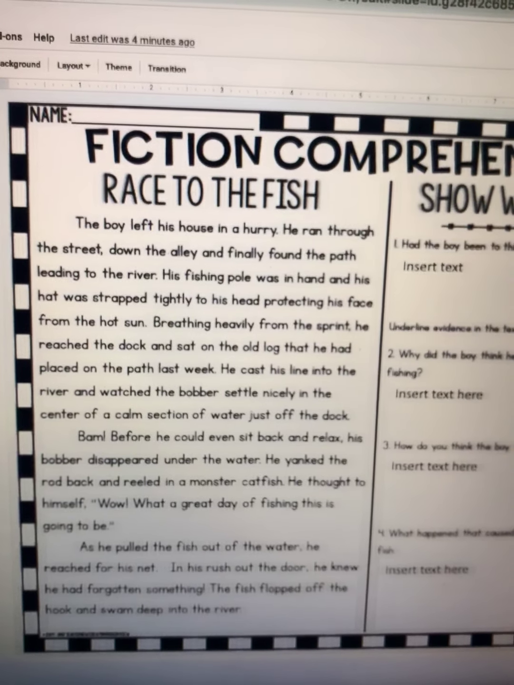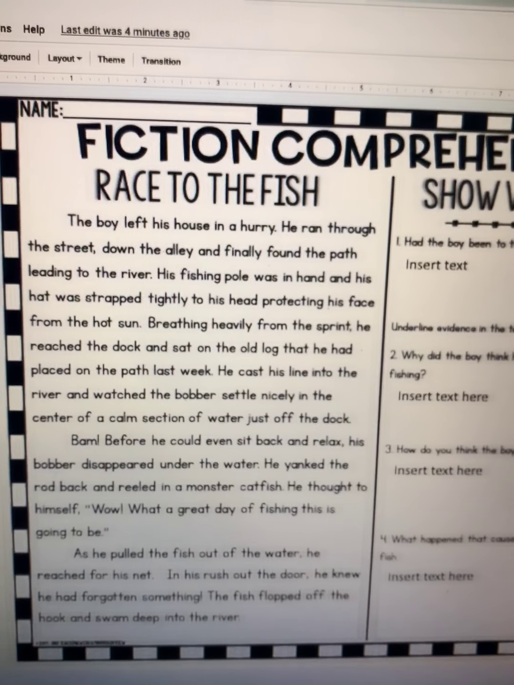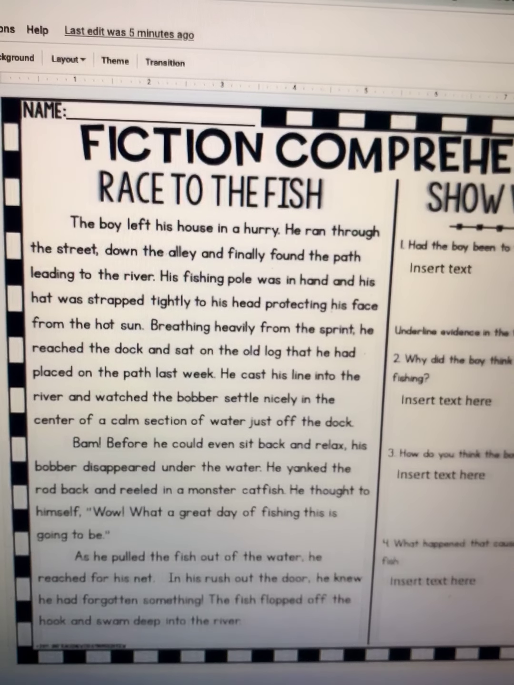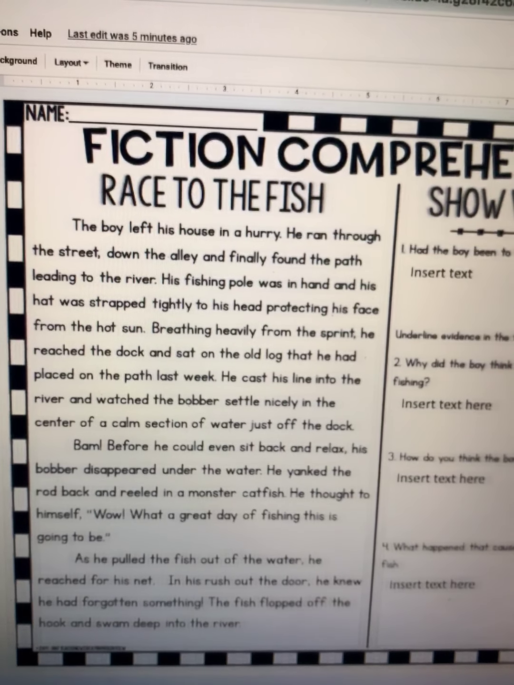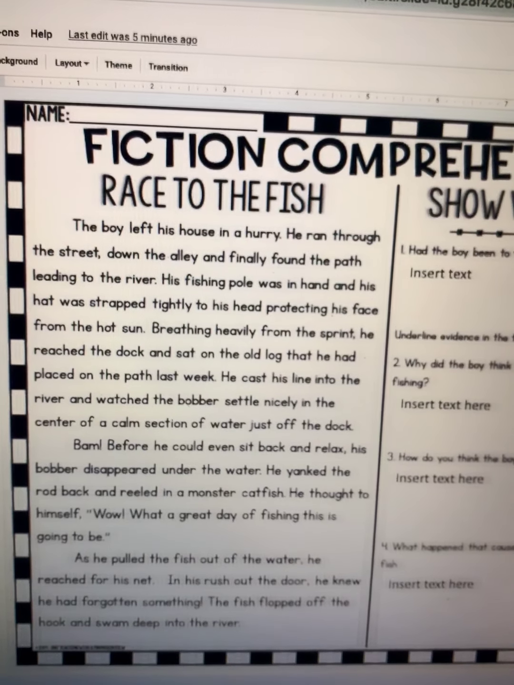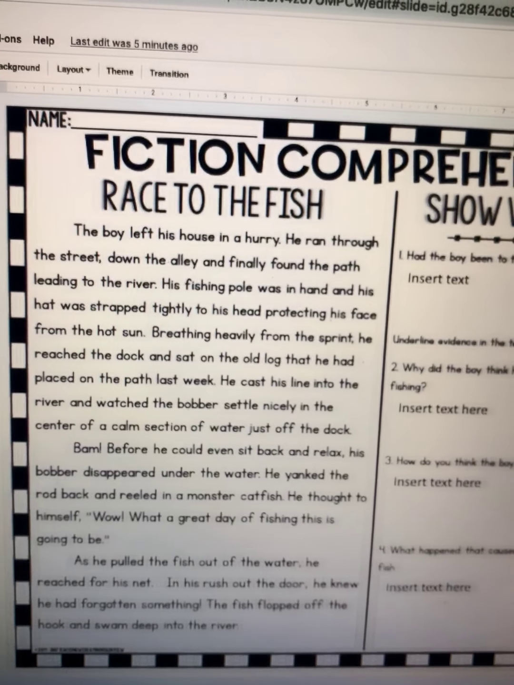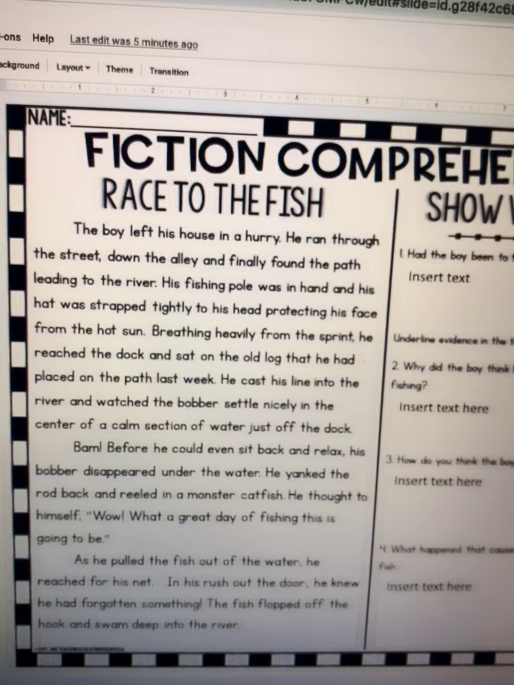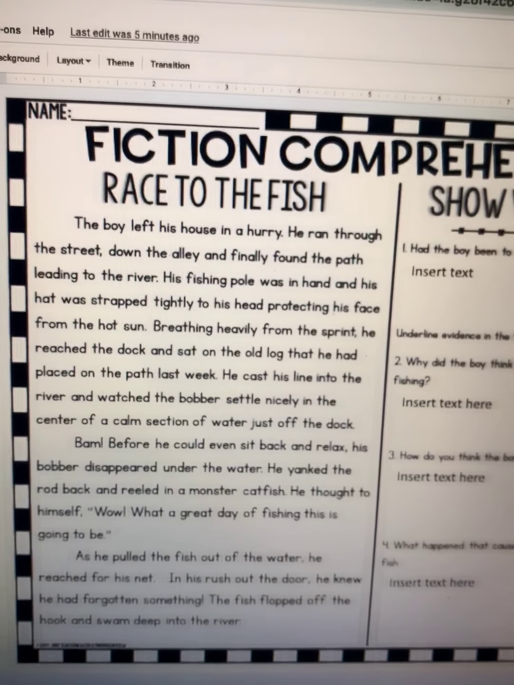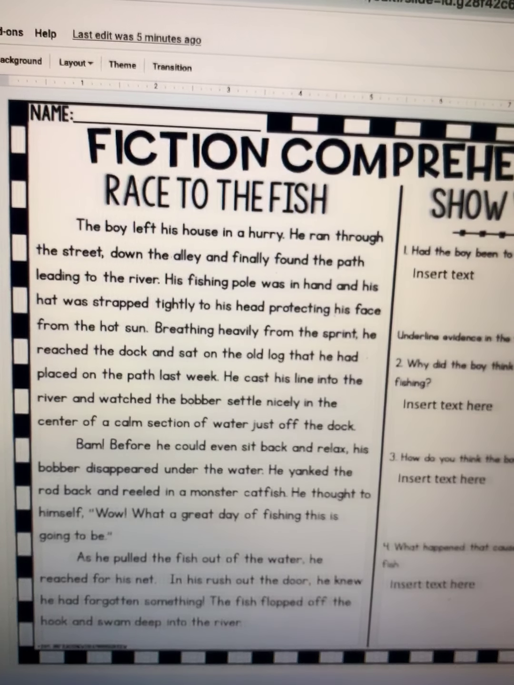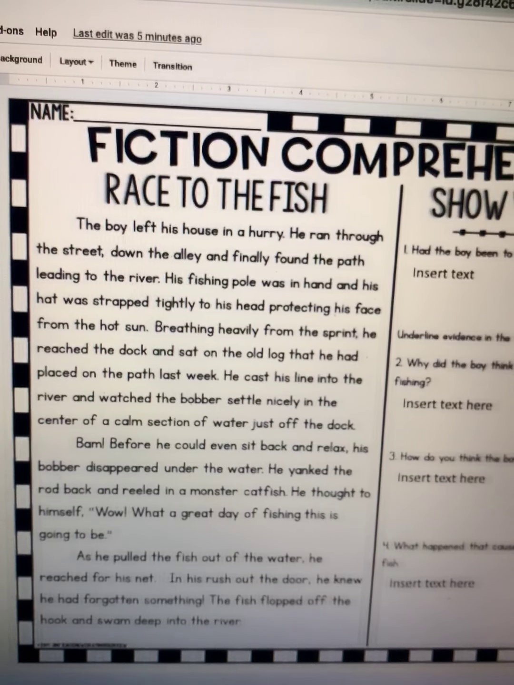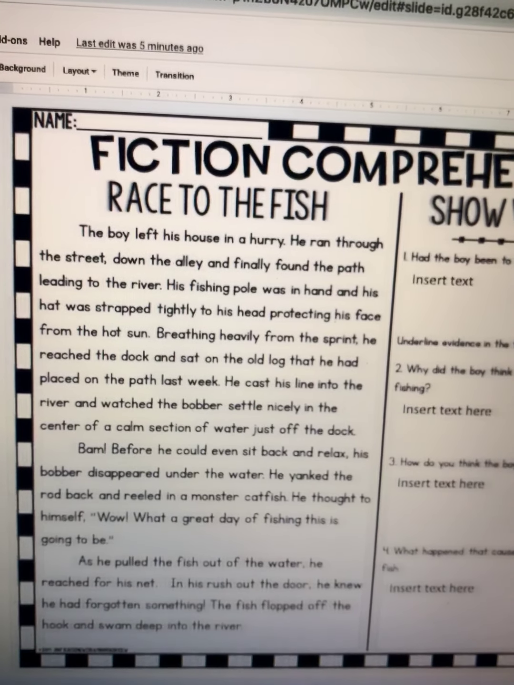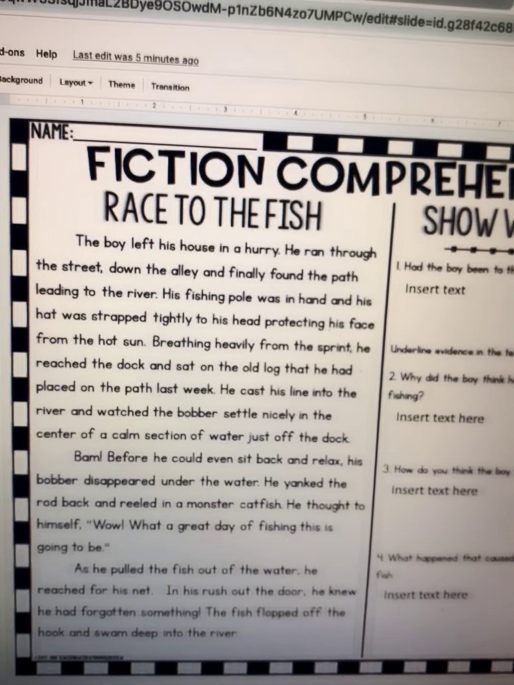Bam! Before he could even sit back and relax, his bobber disappeared under the water. He yanked the rod back and reeled in a monster catfish. He thought to himself, "Wow, what a great day of fishing this is going to be." As he pulled the fish out of the water, he reached for his net. In a rush out the door, he knew he had forgotten something. The fish flopped off the hook and swam deep into the river.